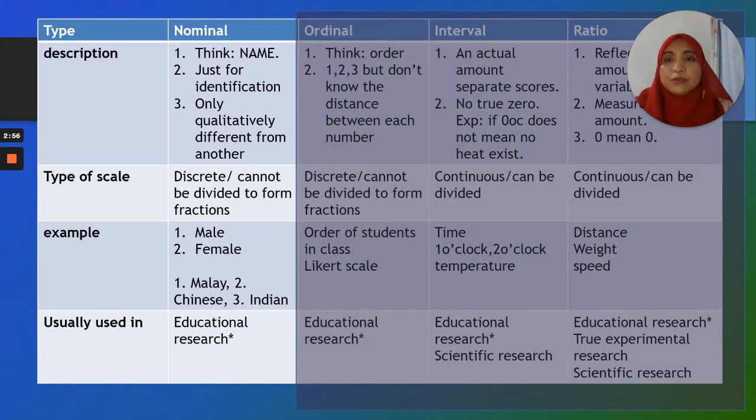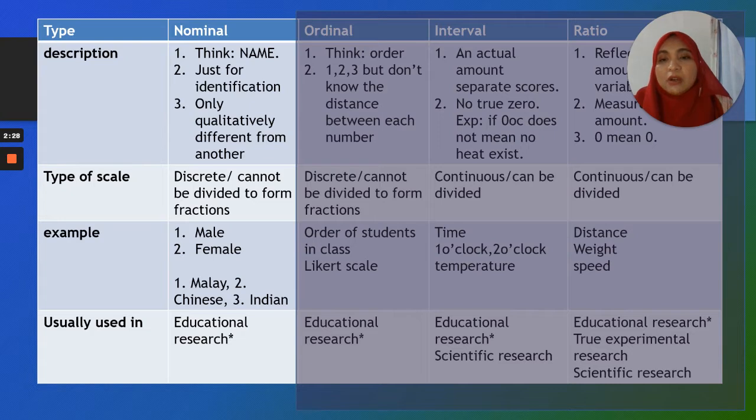Right, nominal scale, the root word of nominal is name. So just think nominal, name. And it is just used for identification purposes only, and is also only qualitatively different from one another. Nominal scale is also discrete, where you cannot divide it to form fractions. You can just gather the data and find out how many people are this, how many people are that.